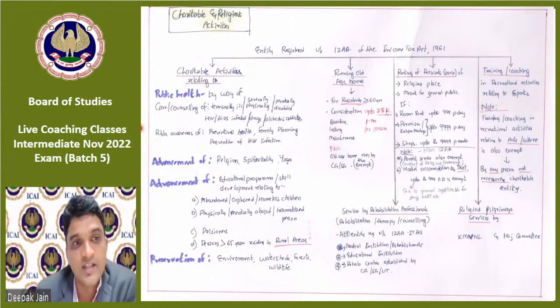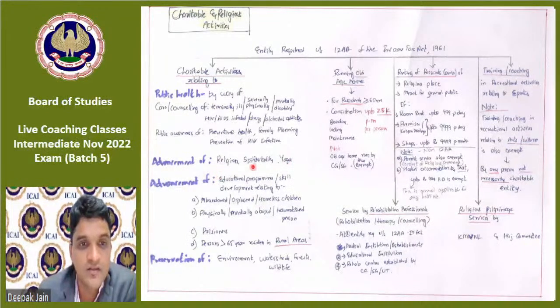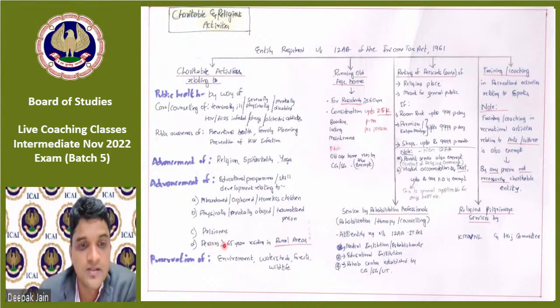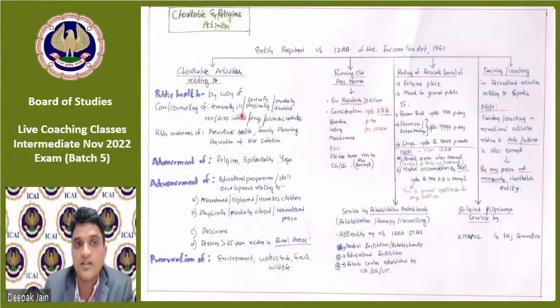First is care and counseling. Second is public awareness of any preventive health or family planning. Okay, so this will be exempted. Advancement of religion, spirituality and yoga, any kind of religion, spirituality and yoga. And then advancement of educational programs or skill development relating to abandoned, orphaned or homeless children, physically or mentally abused or traumatized persons, prisoners, or persons above the age of 65 years residing in rural areas, or it could be for preservation of environment, watershed, forests and wildlife. Okay, all of this is covered under the first category of charitable activities relating to these activities.